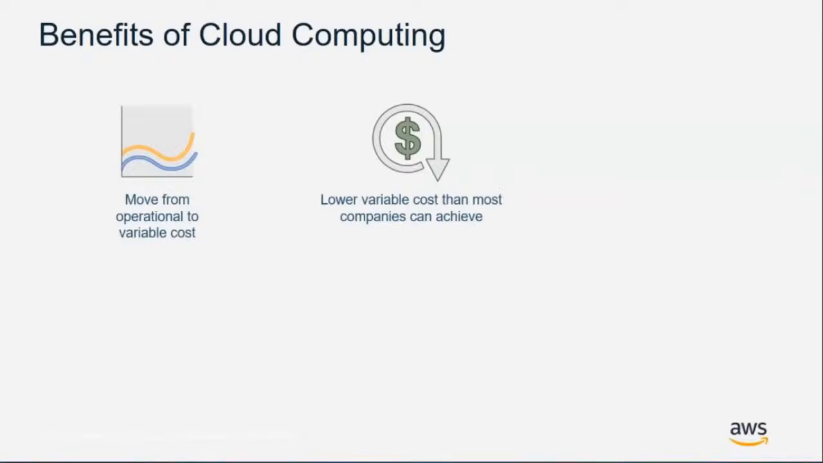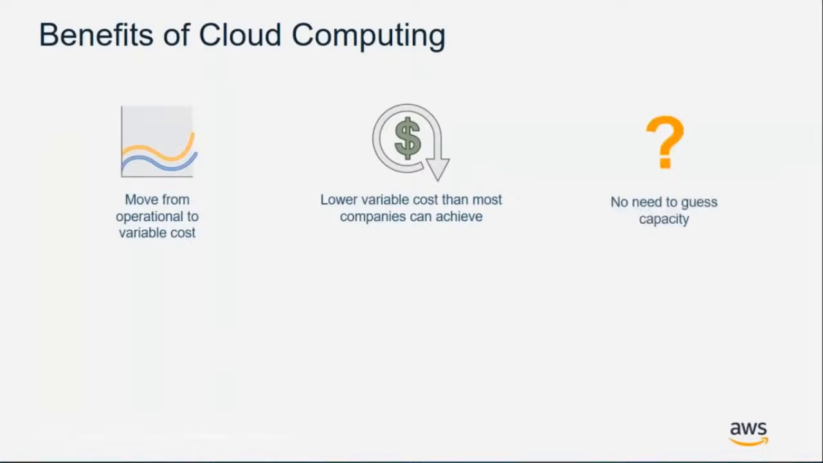By using cloud computing, you can achieve lower variable costs than you can get on your own. Because usage from hundreds and thousands of customers is aggregated in the cloud provider's assets, AWS can achieve higher economies of scale, which translates into lower pay-as-you-go prices.